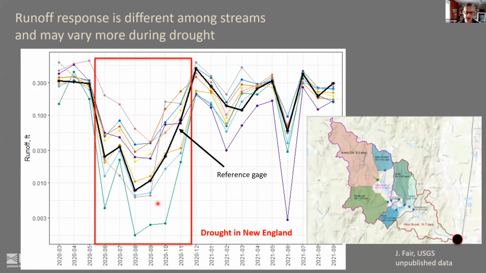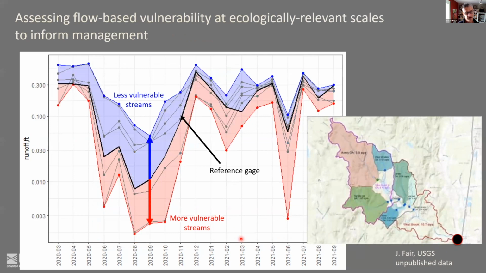The scary thing is there was a drought a couple years ago in New England, and you can see that the variability gets higher when there's more drought. So there's more risk to populations and more variability across populations. One way we can think about this is to use this reference gauge in the middle and look at streams below and streams above. The ones that are below are most likely to be more vulnerable, and the streams that are above are less likely to be vulnerable.